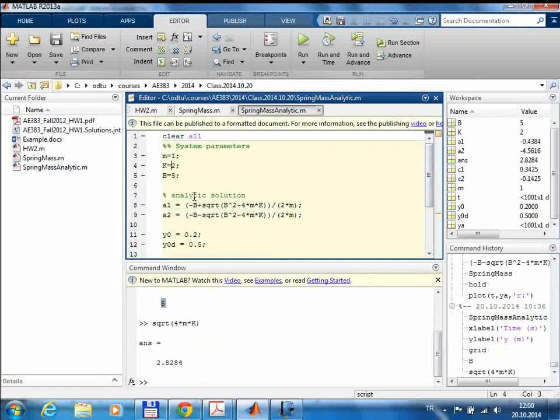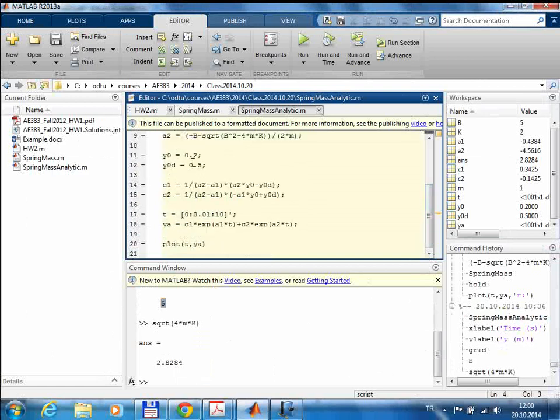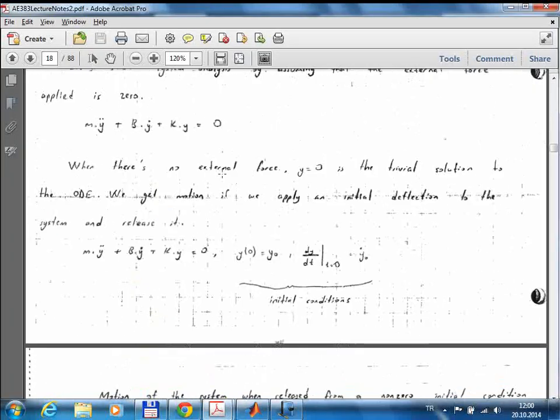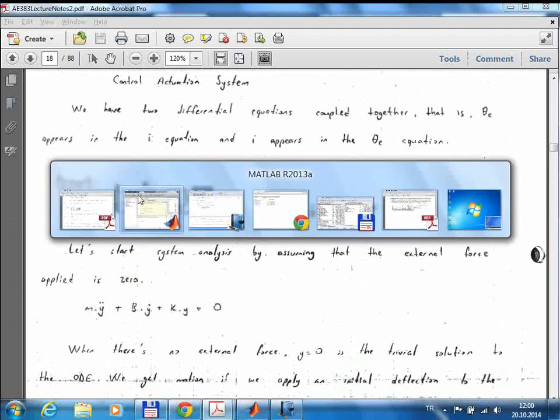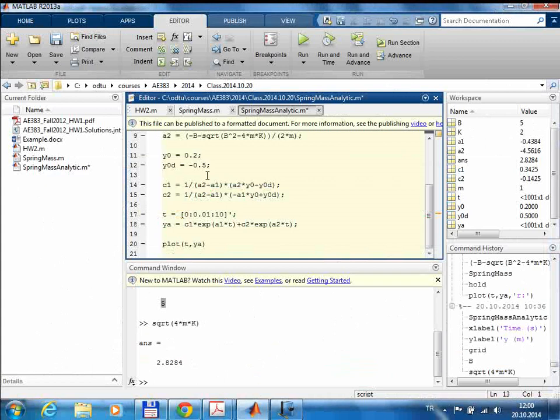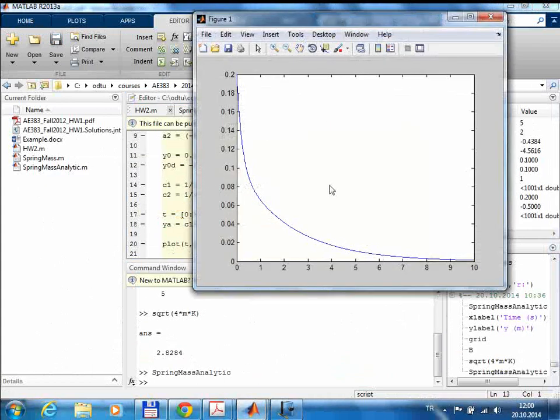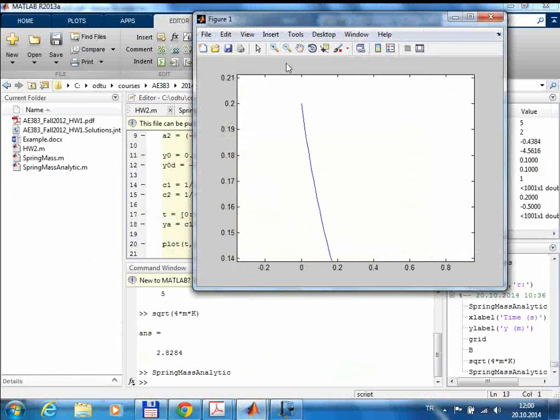Okay, so let me try it with a different initial condition. Now let me try it with a negative speed. So let me make this negative. That means the block starts from the same initial condition, but with an initial speed towards the left. Let me run this one more time. So this is what I get. We don't have this change of speed. It starts with a negative speed and continues that way, and it again reaches the equilibrium point of 0. And this initial slope here again should be minus 0.5 meter per second.